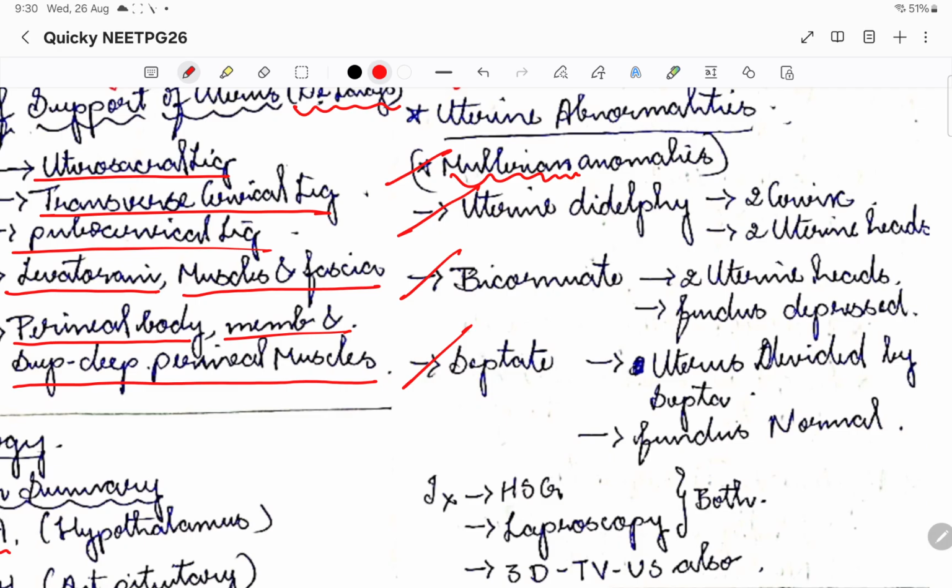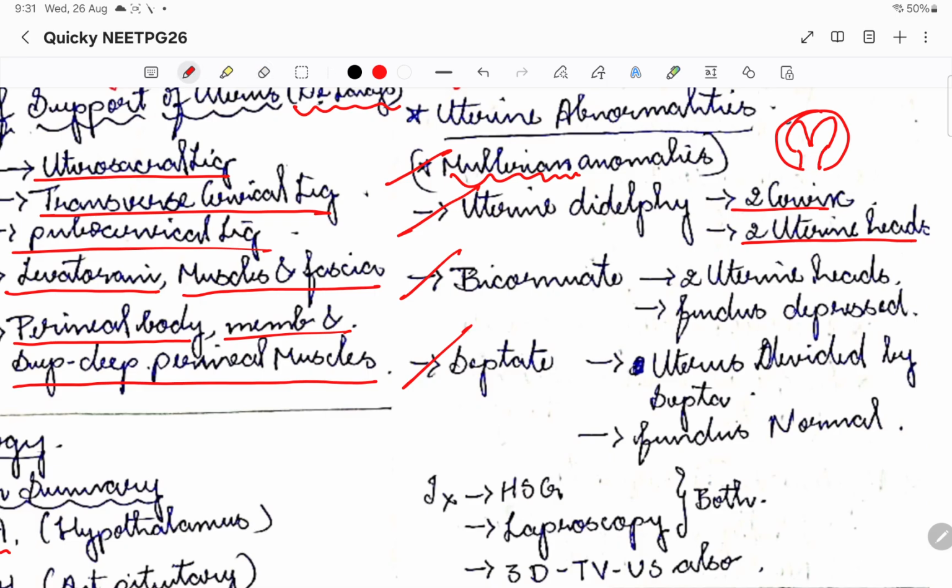They will give a USG or an HSG, and we will have to find out what is happening. Please remember, I'll give you a tip on how we can identify it. If there are 2 cervixes and 2 uterine horns, it is going to be uterus didelphys. Coming to bicornuate, there are 2 horns but not 2 cervixes.